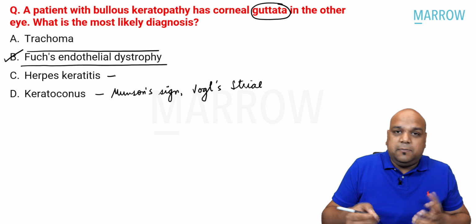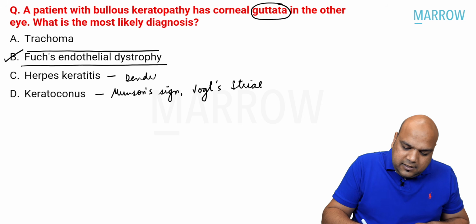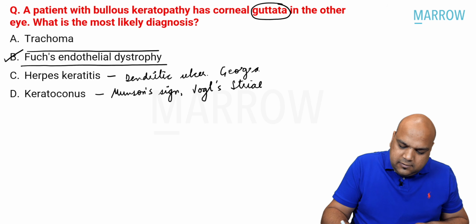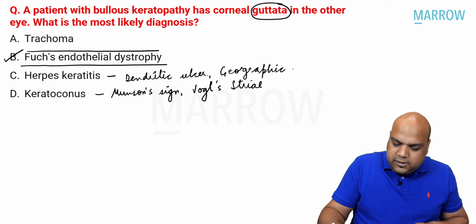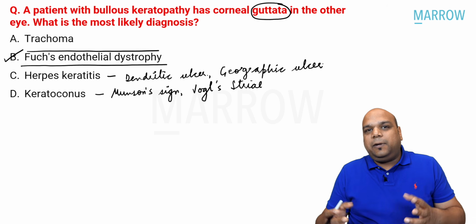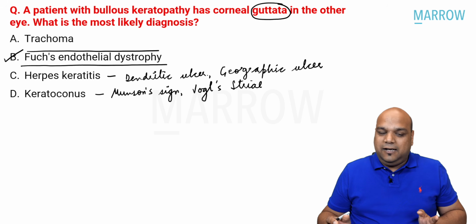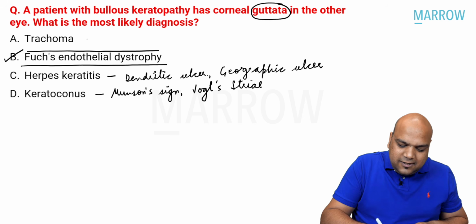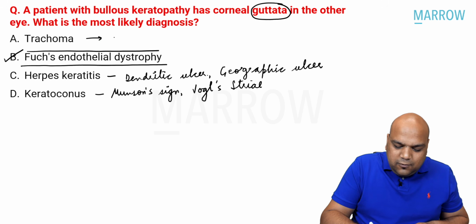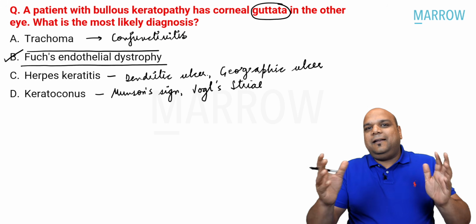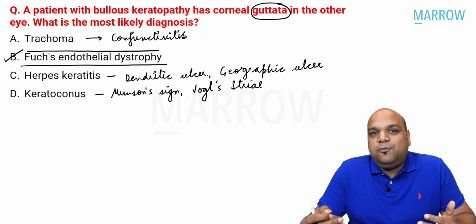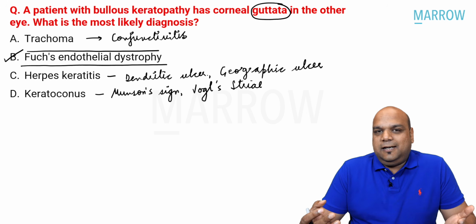Secondly, herpes keratitis. Herpes keratitis, all of us know the two famous names: dendritic ulcer, geographic ulcer. Along with that, there are various others. What are the various other things? Necrotizing keratitis, disciform keratitis, endothelial keratitis, and so on. But nothing is close to corneal guttata. Trachoma, all of us know it is a conjunctival lesion. Yes, it is one of the most common conjunctivitis, which is affecting endemically. Yes. So we know the answer could have been Fuchs endothelial dystrophy, either directly or indirectly. We just have to apply our mind.